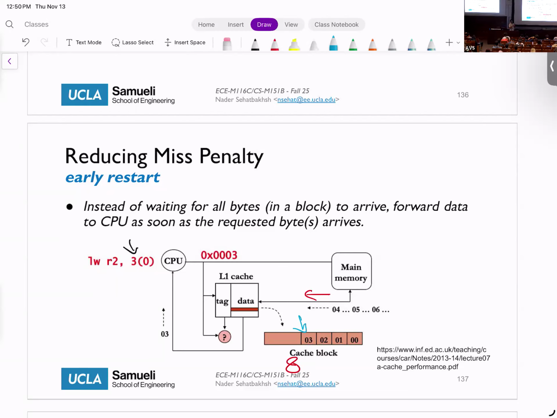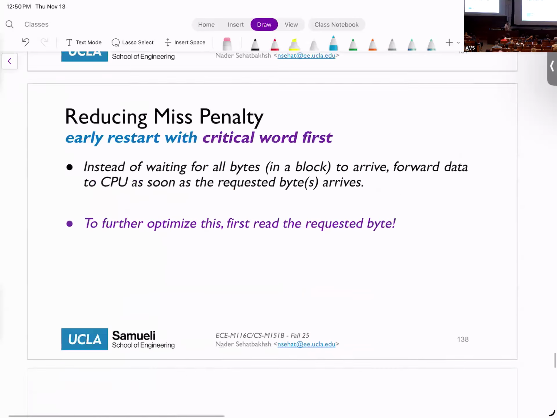The nice thing about this is that it decouples the size of the block from the miss penalty. If I have a 1 million byte block versus an 8 byte block, it doesn't matter. The time it takes for me to read that third byte is always sort of the same.